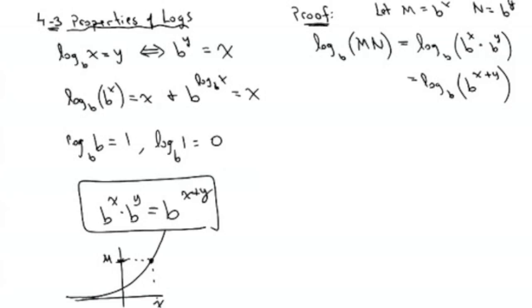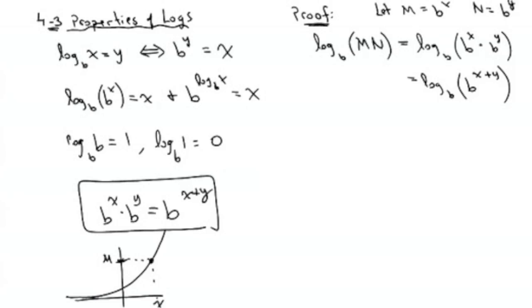Hold on, brain fart. I lost myself someplace. I got a question. I do log b of mn equals log b of b to the x times b to the y. Oh, here? Yeah. I'm choosing a substitution.